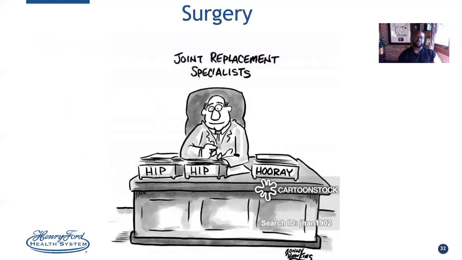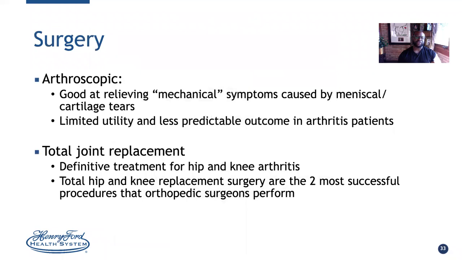And now let's get to the good stuff. Talk about joint replacement, hip hooray. So there are two types of surgery that you'll commonly see. Arthroscopic surgery of the knee is the most common procedure that we do in orthopedic surgery. It's good at alleviating mechanical symptoms. That's popping, locking, instability, feeling of giving way, buckling, or uncertainty of the knee. It is not good for treating osteoarthritis. It has limited utility in those patients.